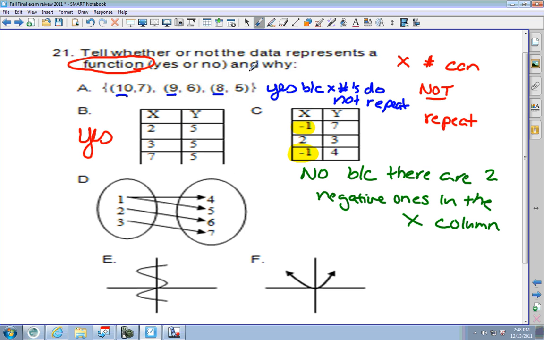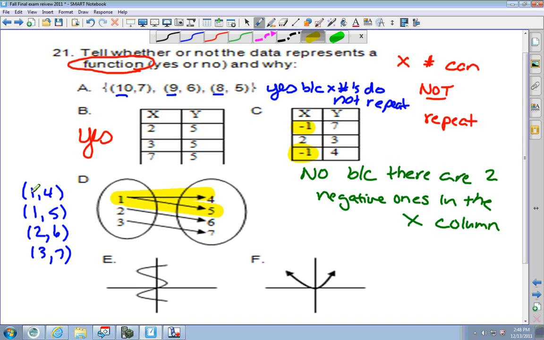The next one, look here. I've got, this means 1, 4 and 1, 5. See, if I took this right here, this mapping, and wrote it into ordered pairs, 1, 4, 1, 5, 2, 6, and 3, 7. Okay, well, right here, all of these X's. Do any of the X's repeat? Yes. So this is not a function because the 1 repeats in the X column.